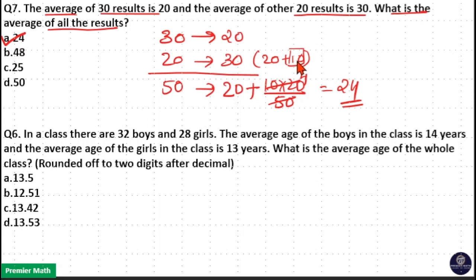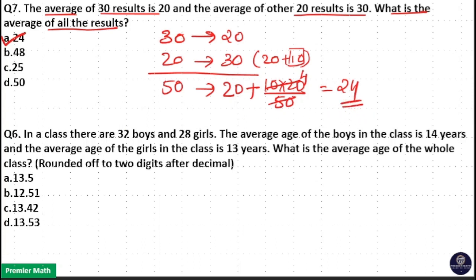Here, this extra 10 is the average. Now, this average should be multiplied with the 20 results. Now, 10 into 20 is the extra 200. This 200 should be equally distributed to the 50 results to find the extra average. So, 20 plus 4, 24 is the total average.